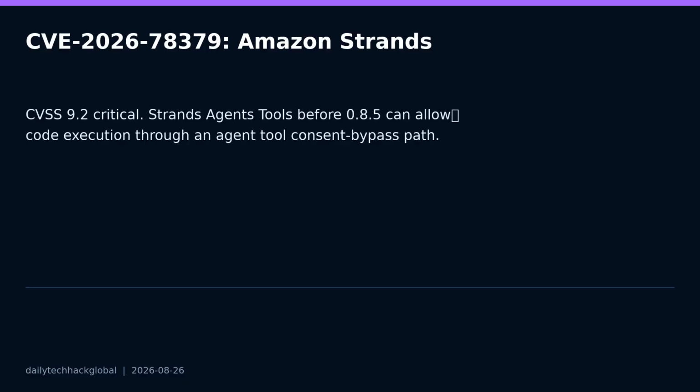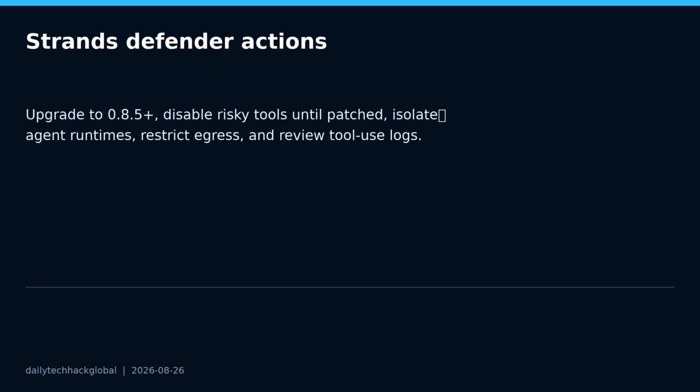For defenders, this is exactly the kind of agent boundary problem to treat as production infrastructure risk, not as a chatbot bug. Action for Strands users: inventory every environment that installs Strands Agents tools, especially notebooks, CI jobs, internal copilots, research agents, and server-side automation. Upgrade to 0.8.5 or later. If you cannot update immediately, disable high-risk tools, isolate agent runtimes from secrets and cloud metadata, restrict egress, and review recent agent logs for unexpected tool use. Do not validate this by running exploit prompts in production.